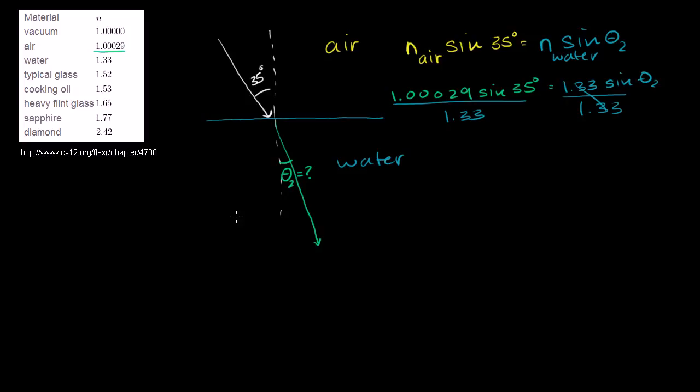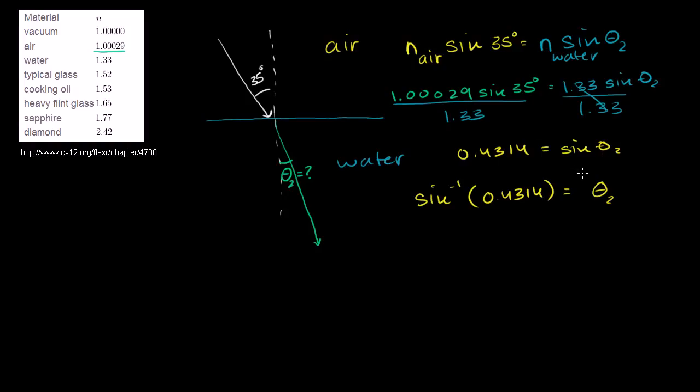So 0.4314 is equal to sine of theta 2. And now to solve for theta, you just have to take the inverse sine of both sides. This doesn't mean sine to the negative 1. You could also do this as the arc sine. The inverse sine of 0.4314 is going to be equal to the inverse sine of sine of theta 2, which is just the angle itself, at least when we're dealing with angles in a normal range.